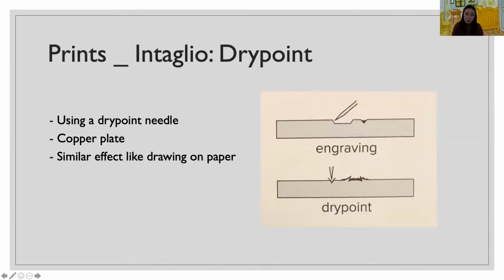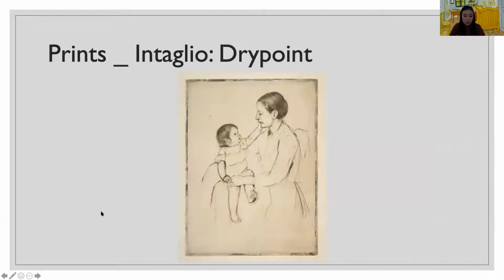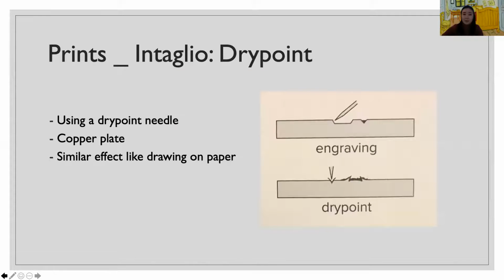So dry point requires a plate, plastic or metal, and the needle. So this is the dry point work of the artist. Go back for a minute, Professor, please? Of course.